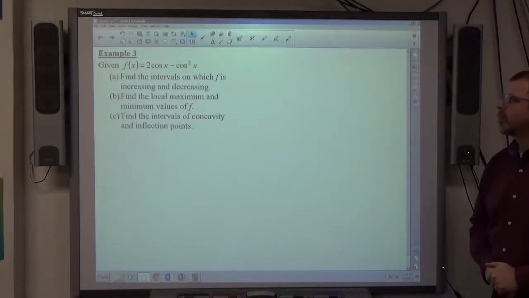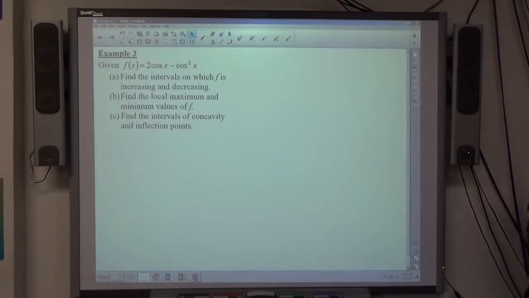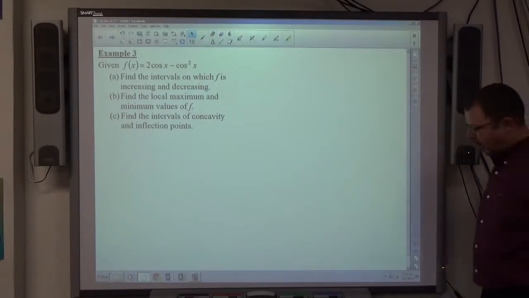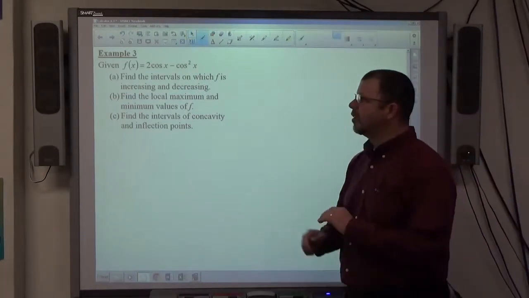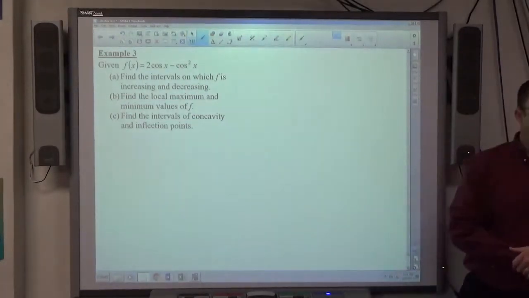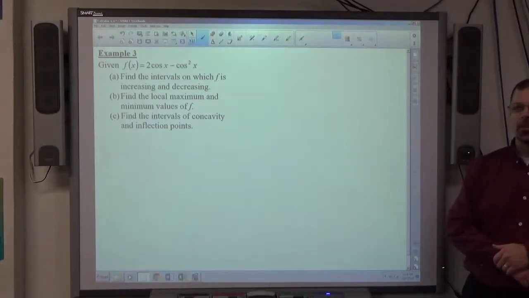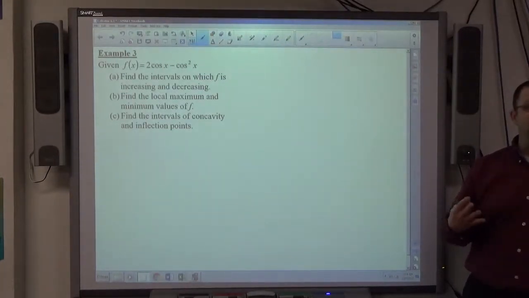Given f of x equals 2 cosine of x minus cosine squared of x, find the intervals on which f is increasing and decreasing. Find local maximum and minimum values of f, and find intervals of concavity and inflection points. Now, with trig functions, ideally you have an interval. We don't have an interval here, so keep in mind we're going to get infinity answers.